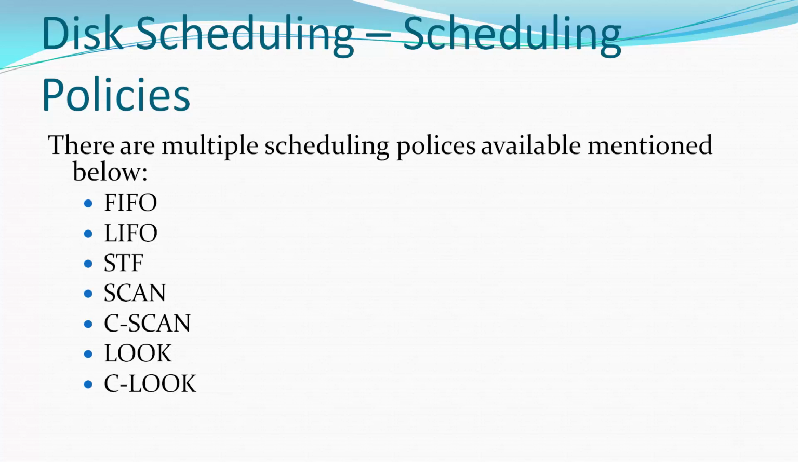Now moving on to disk scheduling, the scheduling policies in particular. In disk scheduling, there are multiple scheduling policies available, mentioned below, which are first FIFO, second LIFO, third STF, fourth SCAN, fifth C-SCAN, sixth LOOK, and last but not least, seventh C-LOOK.